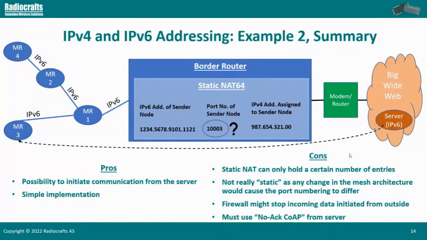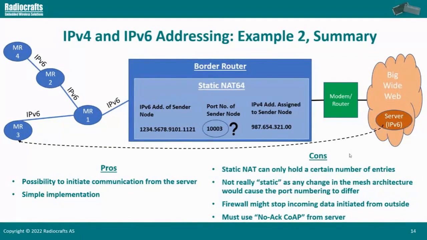If any change happens to the mesh structure, it will of course mean that maybe a device which was number 4 to the border router would now become number 6 if it now takes 2 more hops to reach it, due to any change that you made yourself or due to any new wall being built or whatever. So this actually means that static, they're not so static, they can change if the mesh structure changes.